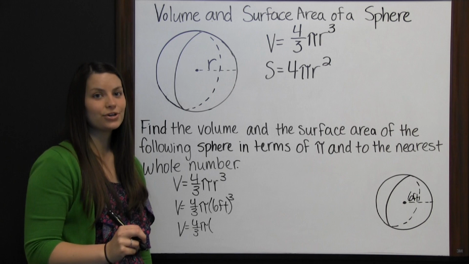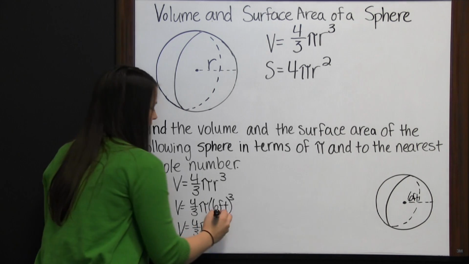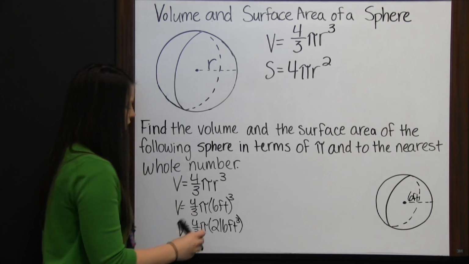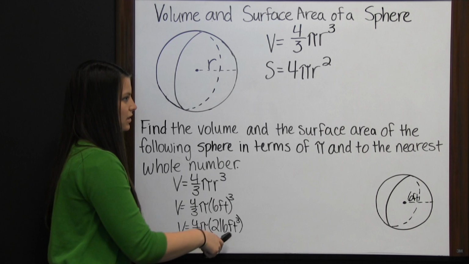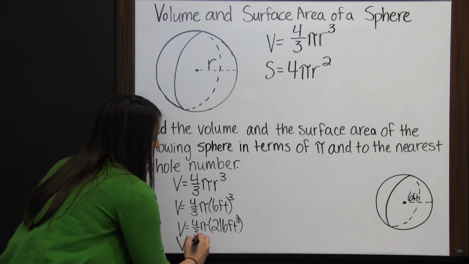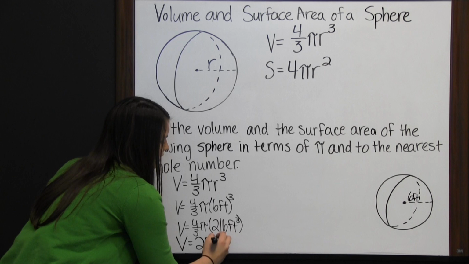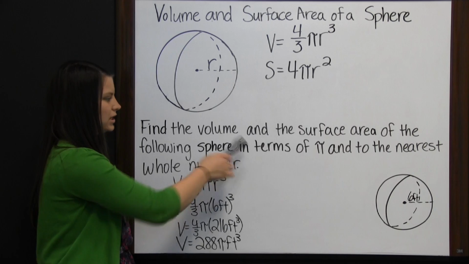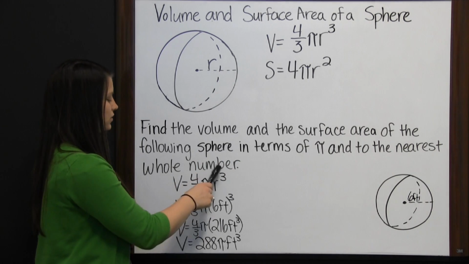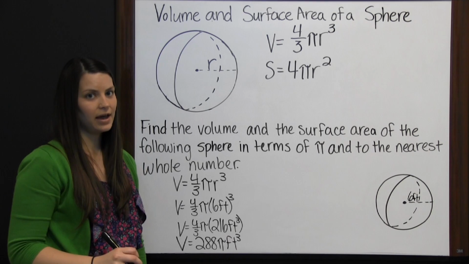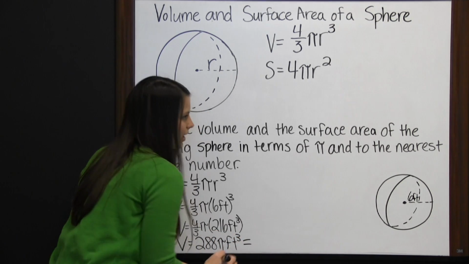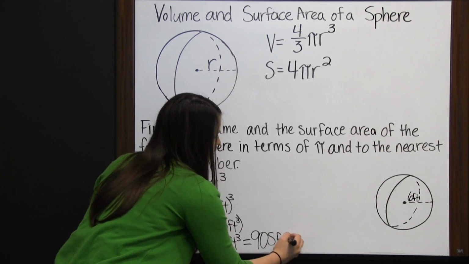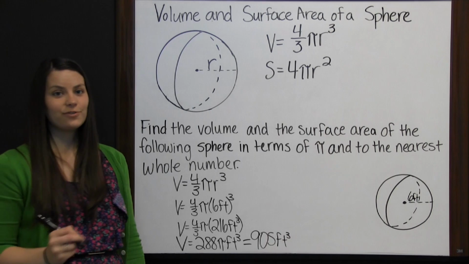6 times 6 is 36. Times 6 is 216 feet cubed. 4/3 of 216 is 288. So the volume is 288 pi feet cubed. That's our answer in terms of pi. To find it to the nearest whole number, simply multiply times pi. And 288 times pi is 905 feet cubed.